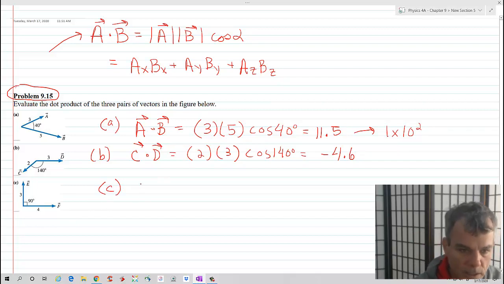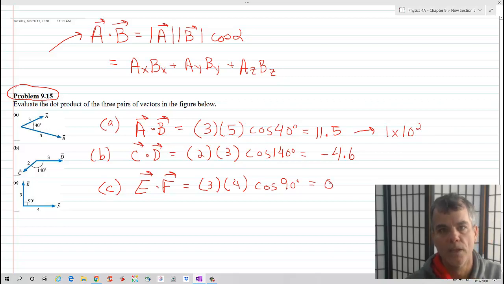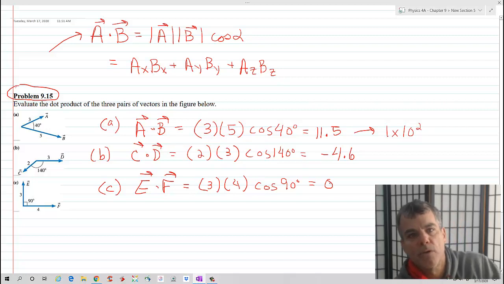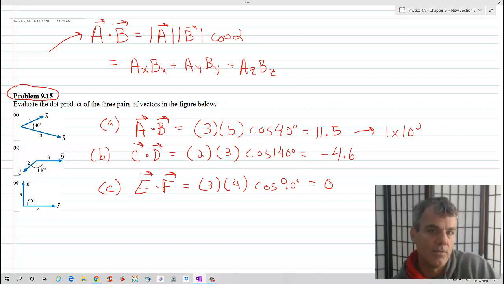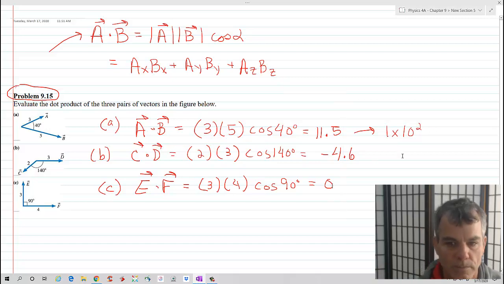But again, just to be clear, if I want the dot product of E dot F, it's going to be the magnitude of E, which is 3, times the magnitude of F, which is 4, times the cosine of the angle between them, which in this case is 90 degrees. What we get is 0. So if you're calculating the dot product or scalar product, and you have the magnitude of each vector and the angle between them, it's just the magnitude of the first vector times the magnitude of the second vector times the cosine of the angle between them.